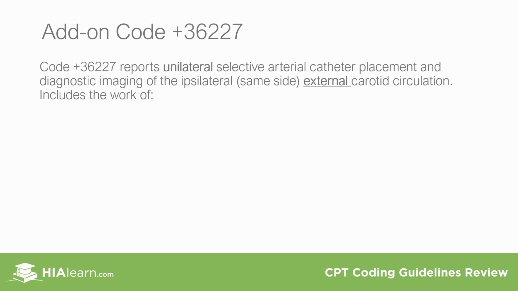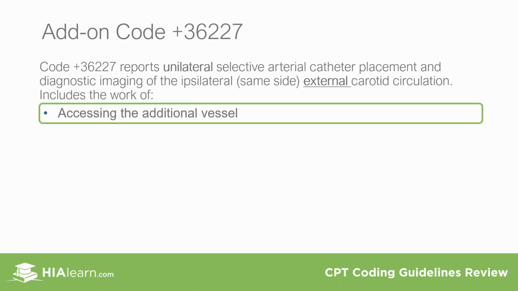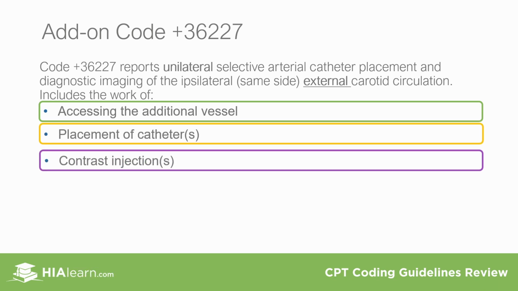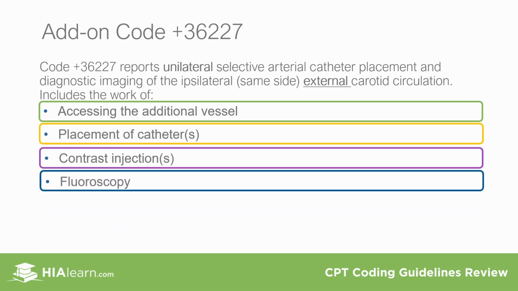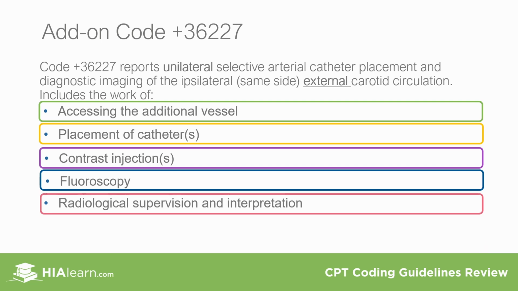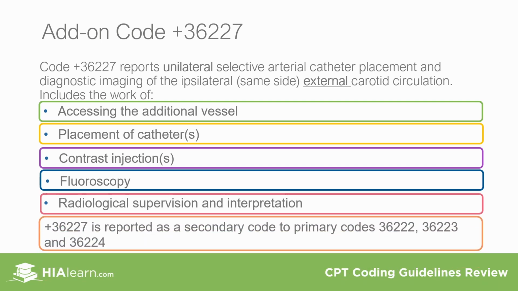The work reported by this code includes accessing the additional vessel, placement of catheters, contrast injections, fluoroscopy, and radiological supervision and interpretation. 36227 is reported in conjunction with codes 36222, 36223, and 36224. Since 36227 is an add-on code, it would be reported as a secondary code.